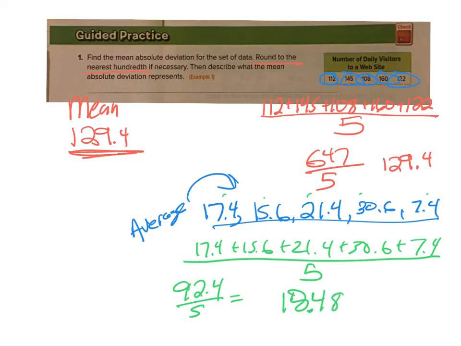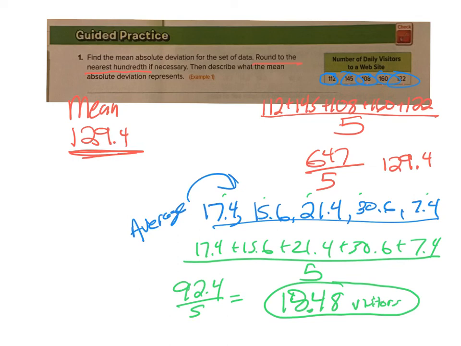18.48. And we're talking about number of daily visitors to a website. So that would have to be, this is the guided problem. It would be for visitors. Alrighty. So the mean, or the average absolute deviation is 18.48.